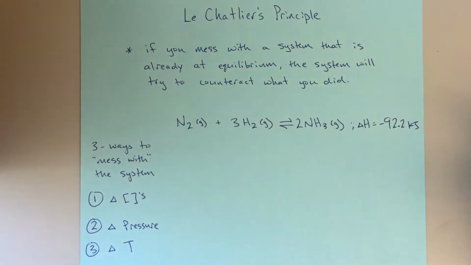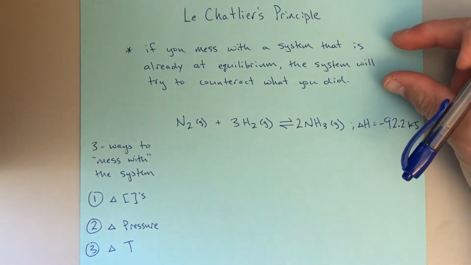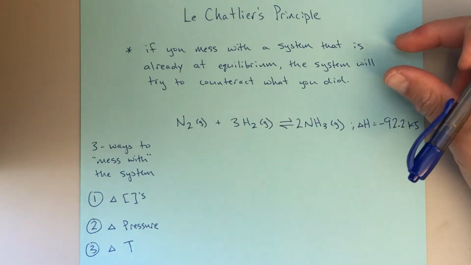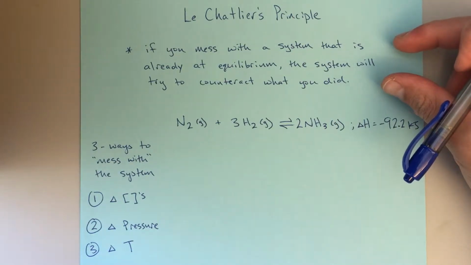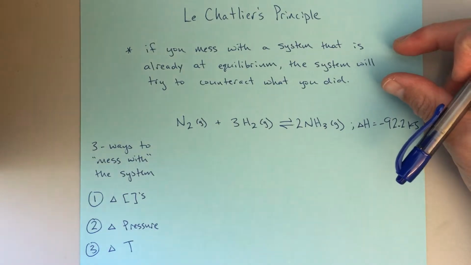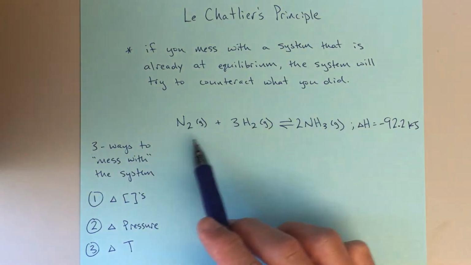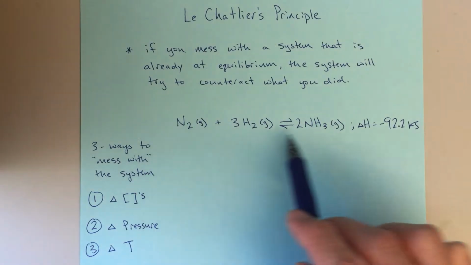Alright guys, so I had a request to make a little video about Le Chatelier's principle, and so here's the video. I've broken down the principle into sort of a non-chemistry type sentence. If you mess with a system that is already at equilibrium, the system will try to counteract whatever you did. We can say this in a lot of different ways, but I think this is a good way to say it. So for this explanation, I'm going to use this thermochemical equation that I've shown here.